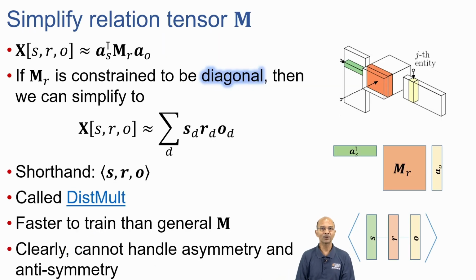The second technique, you might recall, is to simplify the relation tensor M. Remember our diagram where A was here, A transpose was there, and this was the troublemaking 3-axis tensor M. Now, our approximation can also be written as x of SRO or OR, depending on the convention of the axis ordering, approximately the embedding for the subject times the embedding of the object but mediated by the r-th relation's plate M_R. See what is happening if I multiply these three tensors together.